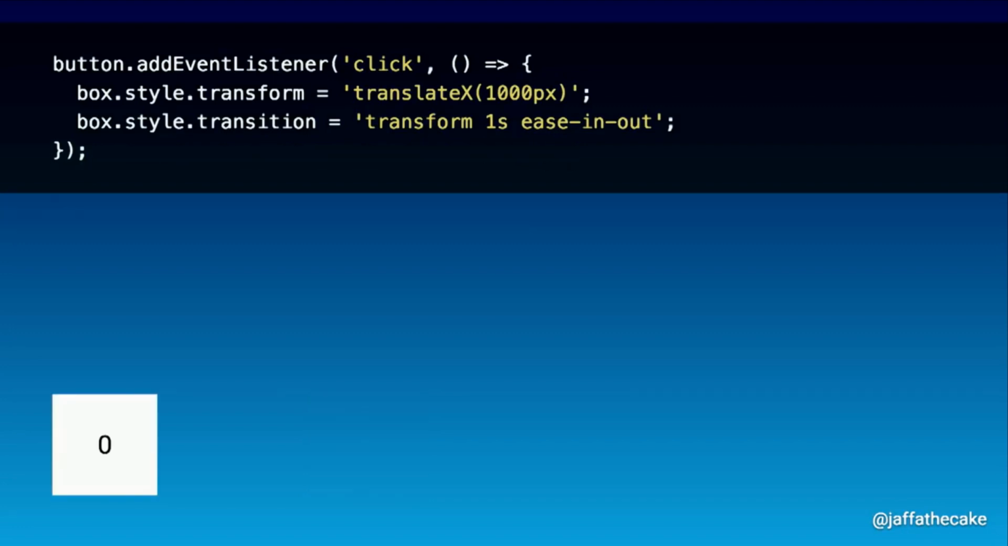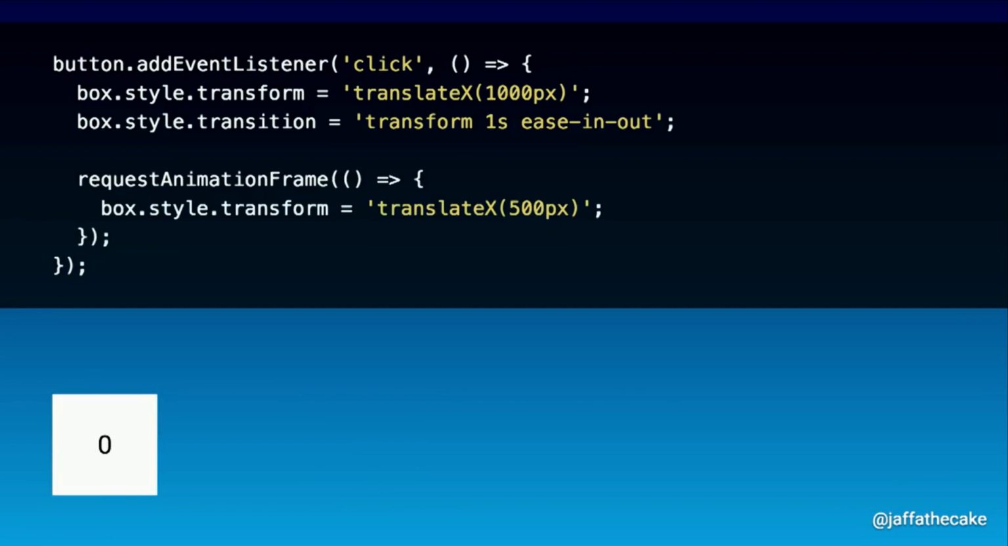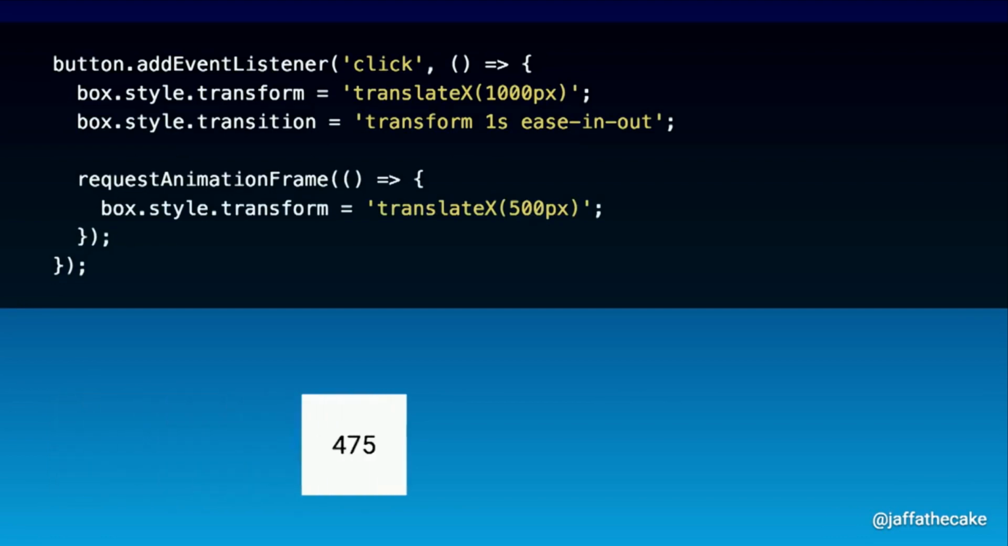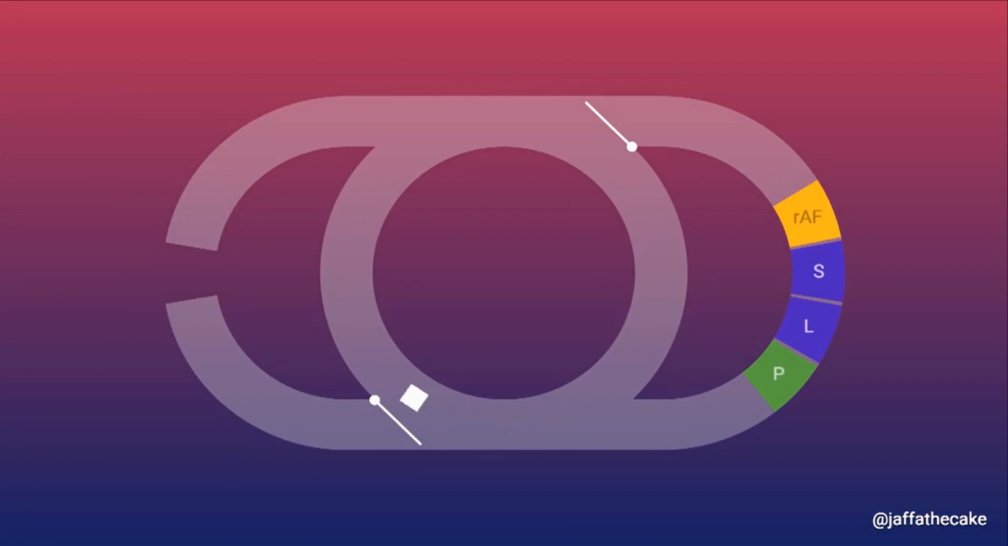What I'll do then is I'm going to put this second bit inside a requestAnimationFrame. And now, it still animates from 0 to 500. And I was like, what is going on here? Well, I will tell you what's going on, because I finally figured it out.